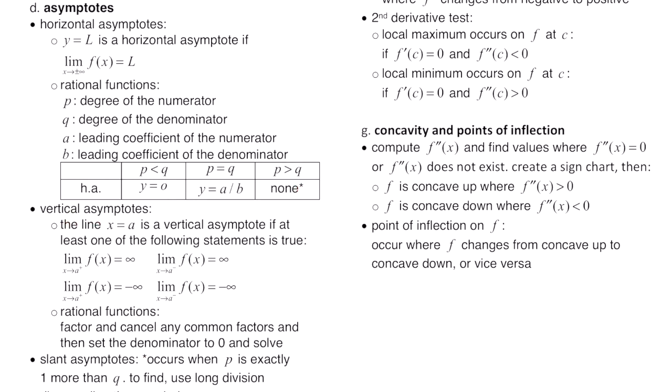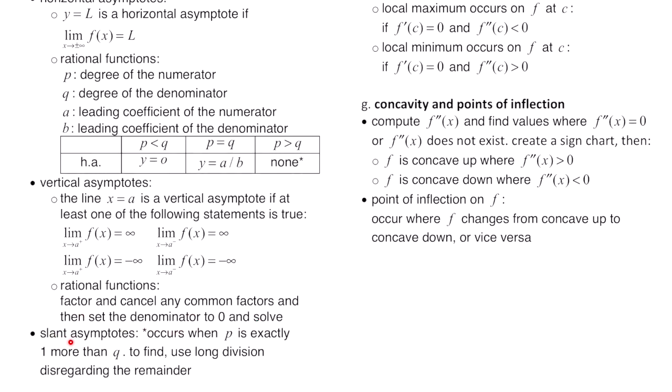For vertical asymptotes, the line x equals a is called a vertical asymptote if at least one of the following statements is true. If you're taking the limit as x approaches a from the right of the function and you go to infinity, or from the left and you also go to infinity, or as x approaches a from the right the function goes to negative infinity, or from the left goes to negative infinity. If any of these are true statements, then you have a vertical asymptote at x equals a. For rational functions, to find your vertical asymptotes, you can factor and cancel any common factors and then set the denominator equal to 0 and solve.